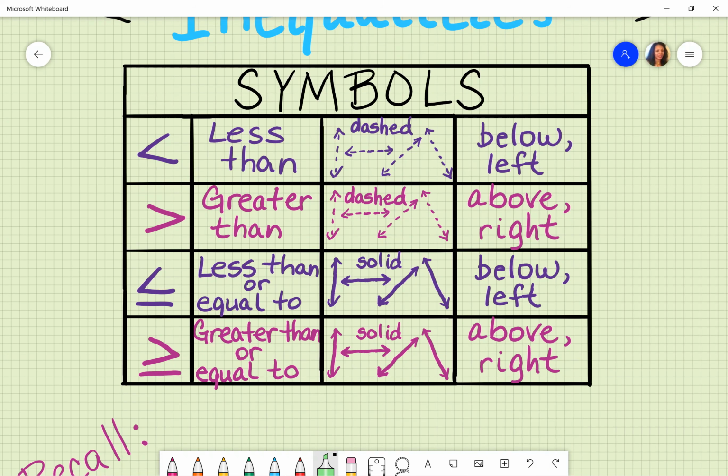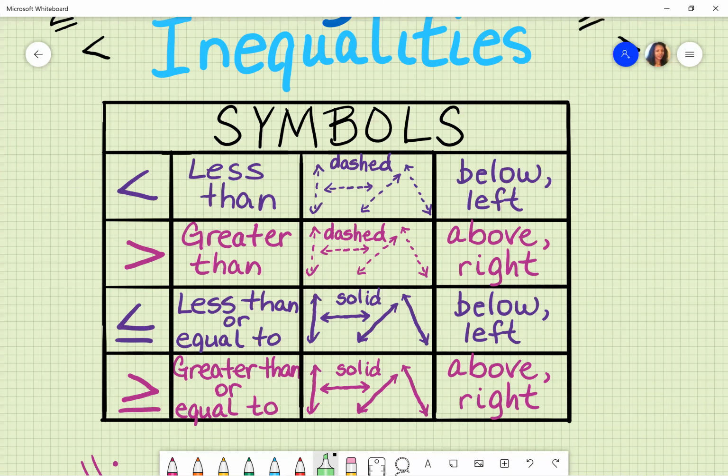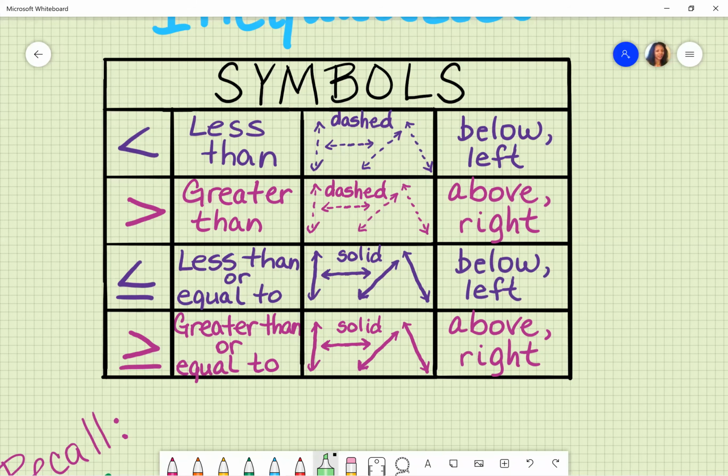When you're graphing, this is important to know. If it's less than or greater than, you're going to have a dashed line. And the reason I said a line is because we are specifically talking about linear graphs. And in the word linear, you see the word line. So when you are graphing, that's the shape it should look like. It should be a line.